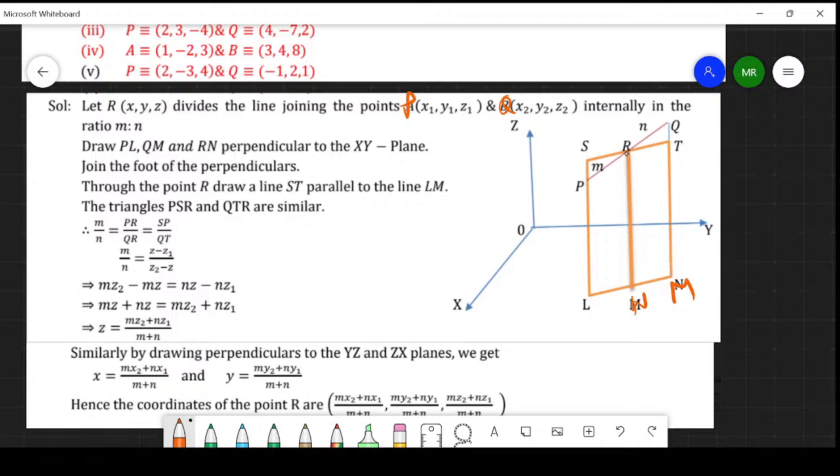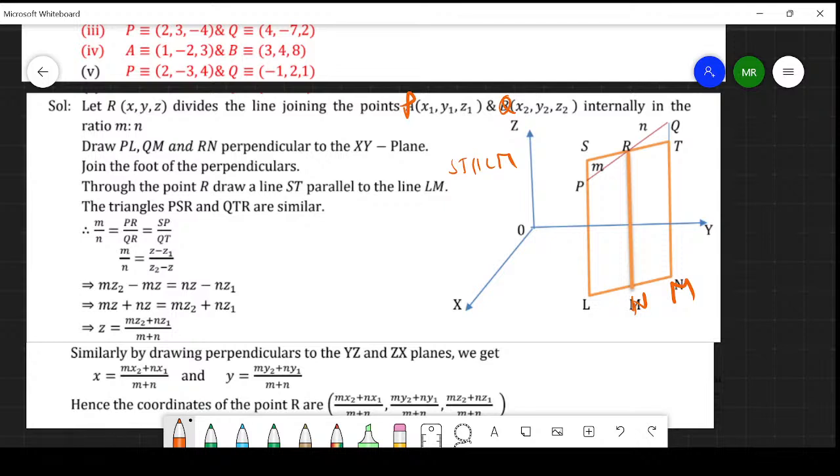Now, through the point R, draw a line ST parallel to the line LM. This is LM, right? Draw the line ST parallel to LM passing through R. That's enough. Passing through R, I have marked a point T.